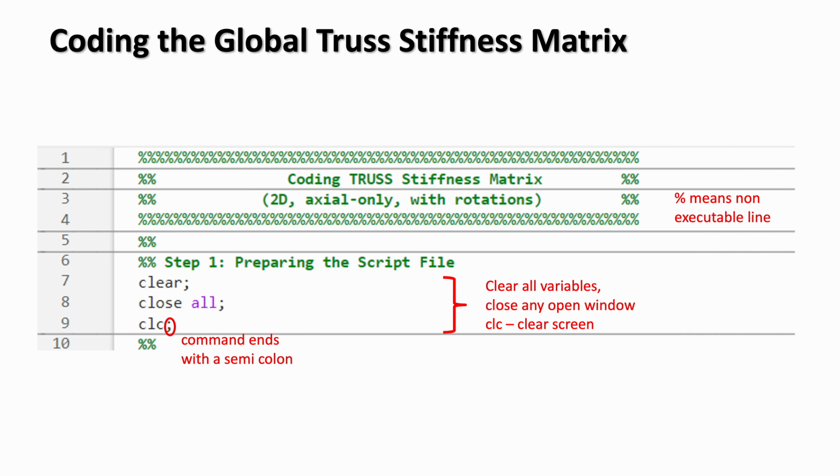We always begin by preparing a clean workspace. Clear all removes all variables from memory, close all closes any open figure windows, and clc clears the command window, so we start with a blank screen. A few important reminders for the coding style. Any line that begins with a % is a comment. Comments are not executed, they're just there to explain the code. Commands that end with a semicolon will run, but they'll suppress the output from being printed in the command window. This keeps the script tidy, especially when dealing with large matrices. These first steps don't yet build the stiffness matrix, but they set out a clear environment so that the code is easier to read and the results are not confused with leftovers from a previous run.